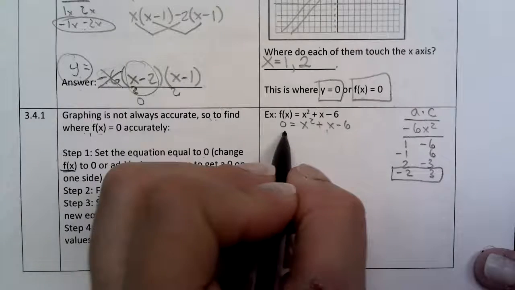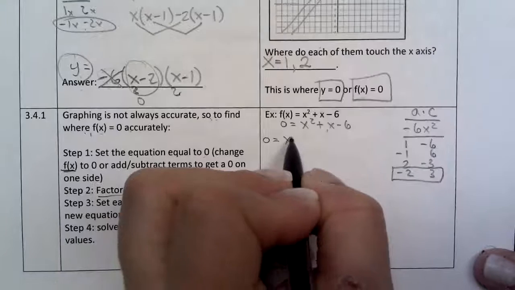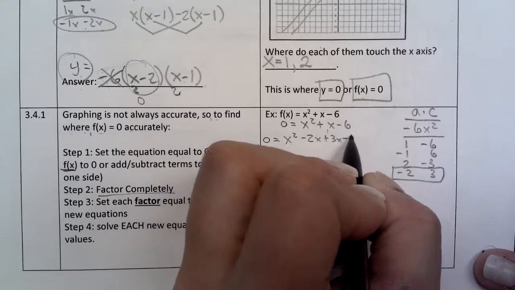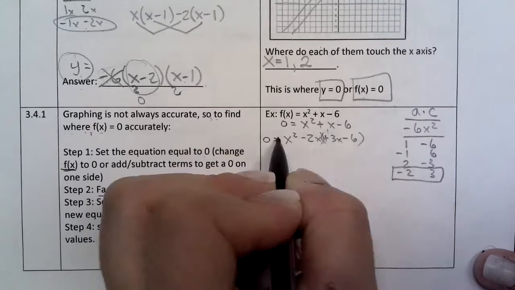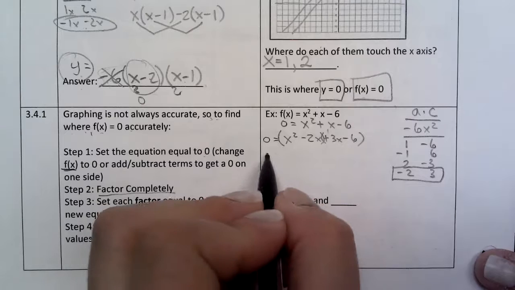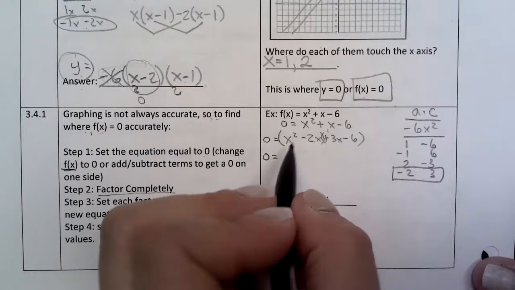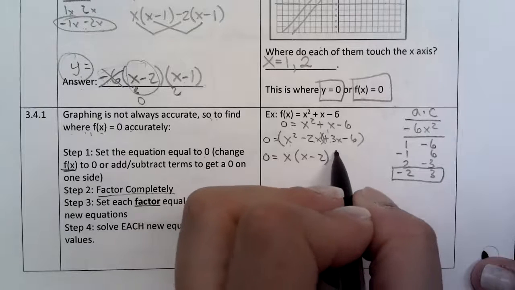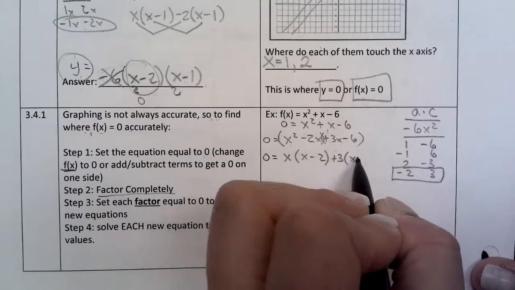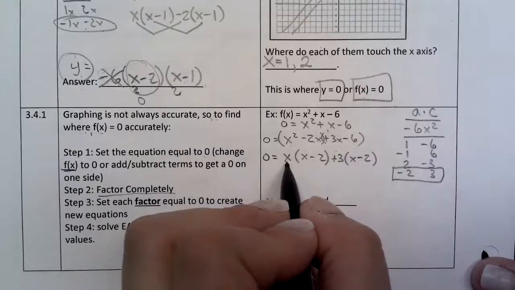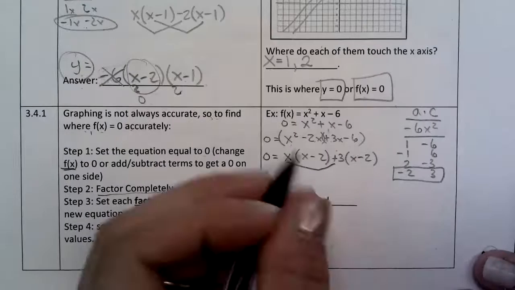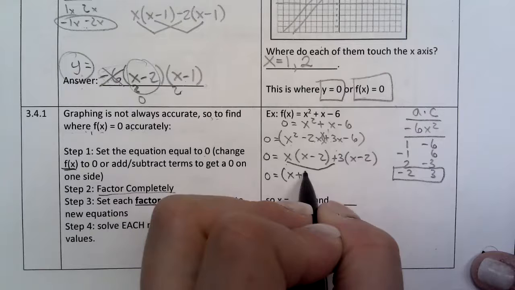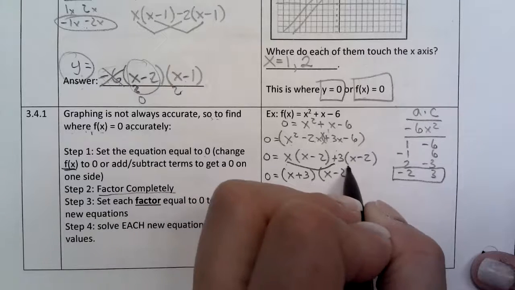Okay. Now I'm going to go on ahead and finish this out. So I have my x squared minus 2x plus 3x minus 6. Now I'm going to keep factoring, so I have 0 equals. Here I can take an x out, and I'm left with x minus 2. Here I can take a positive 3 out, and I'm left with x minus 2. So now there's my factors. So 0 equals x plus 3 times x minus 2.